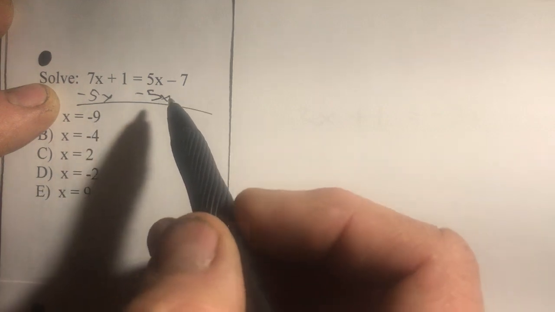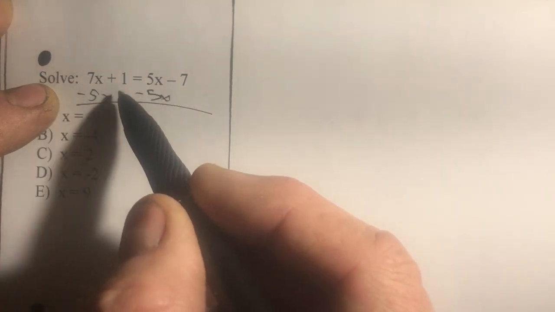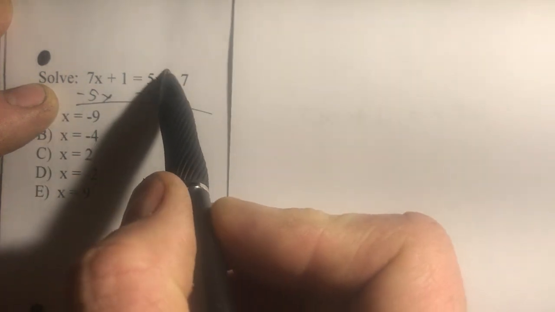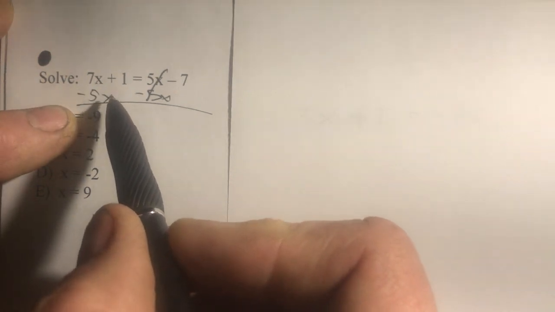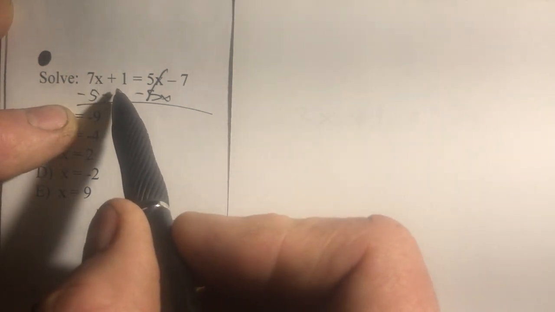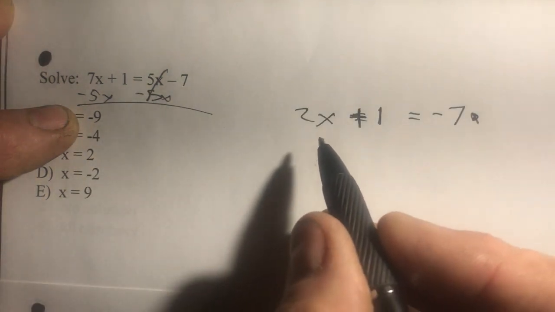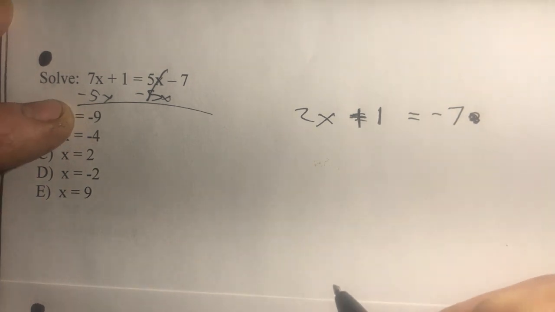Okay, so I'm going to solve this one, which means I'm going to have to subtract 5x on both sides because we've got x's on both sides and we can't do that. So when I subtract 5x, this will go away. Over here, 7x minus 5x will be 2x. I still have the plus 1, and it's going to equal negative 7. So I have that right here. 2x plus 1 equals negative 7. There's a little mistake right there.